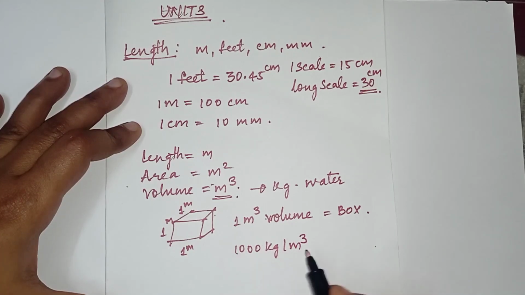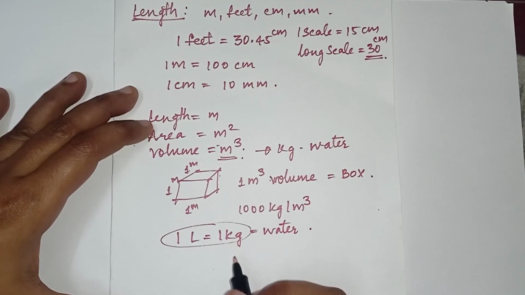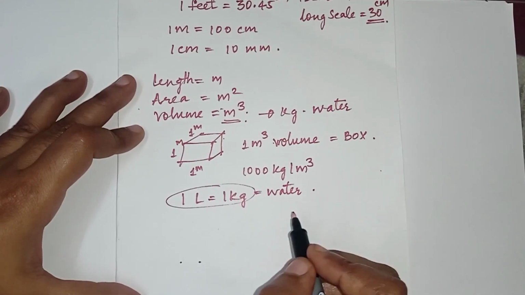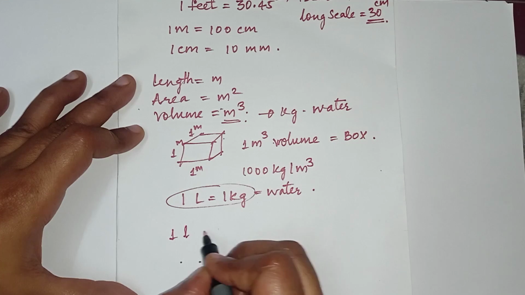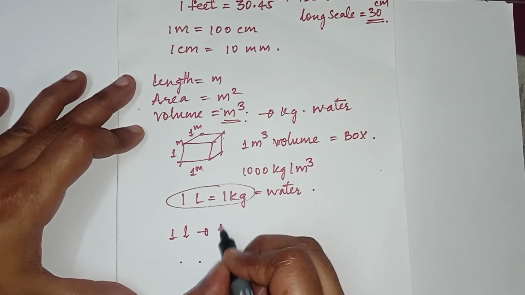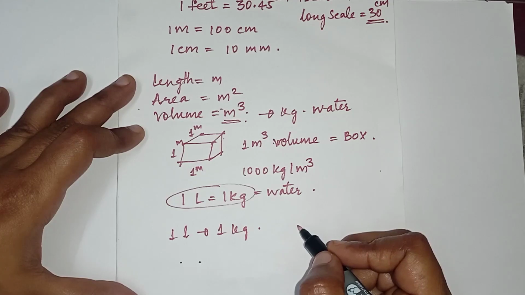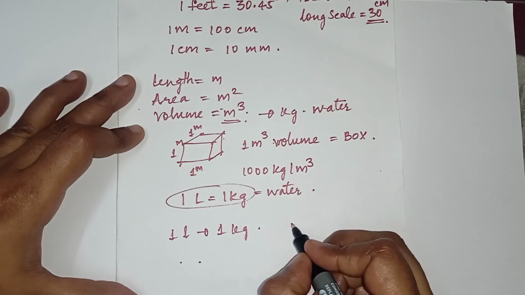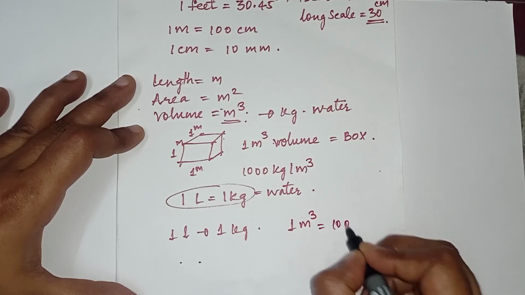And with respect to kg, 1 liter could be taken as 1 kg for water. So if in a question you are given 1 liter and have to convert into kg, you directly take it as kg itself. But in case you are asked how many liters a 1 meter cube can hold, that is 1000 liters.